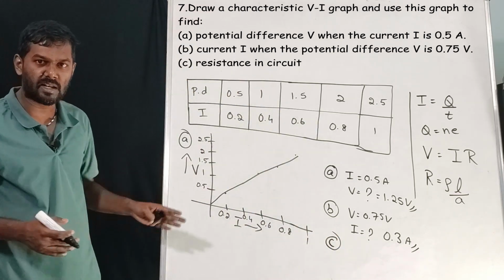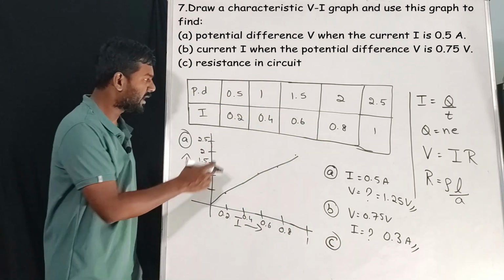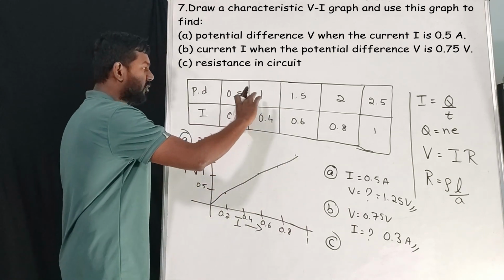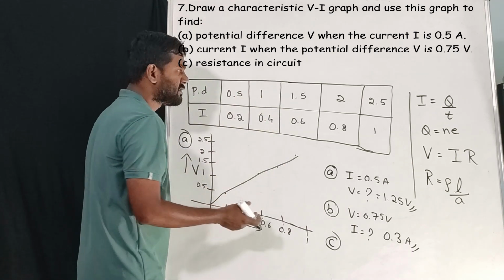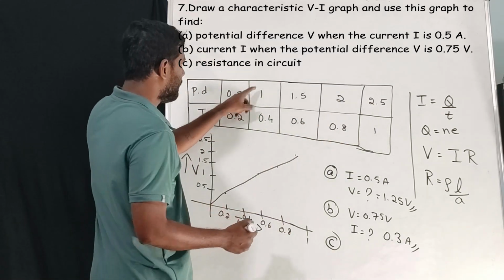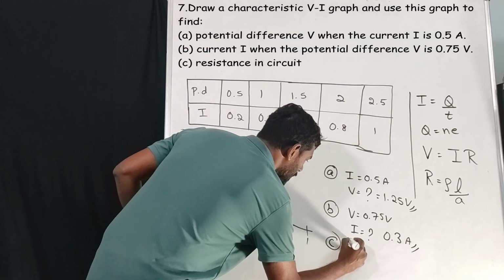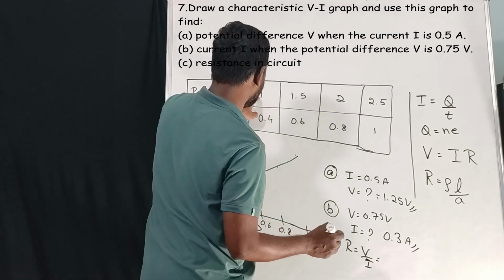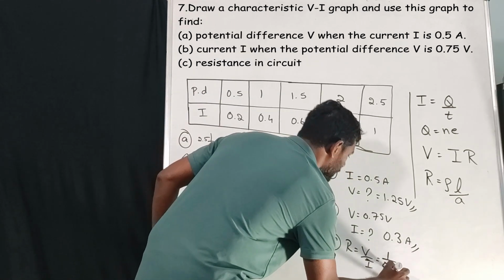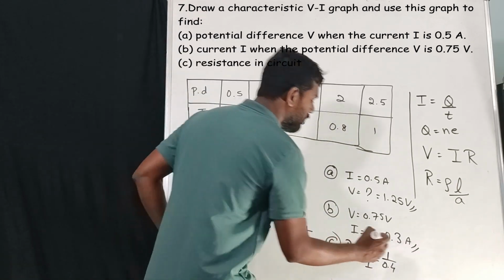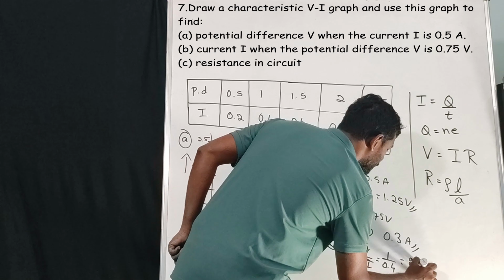See, as this is a linear graph, you can take any two values to find resistance. If you take this value, you will get the same resistance. You will get this value also, the same resistance. I will show you. We will take these two values. R is equal to V by I. Correct? V is 1 and I is 0.4. The answer will be 2.5.